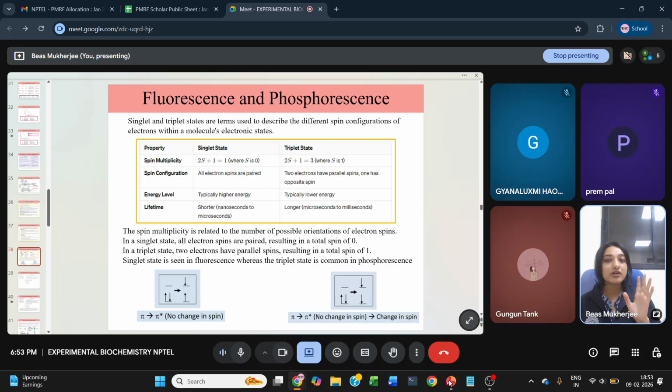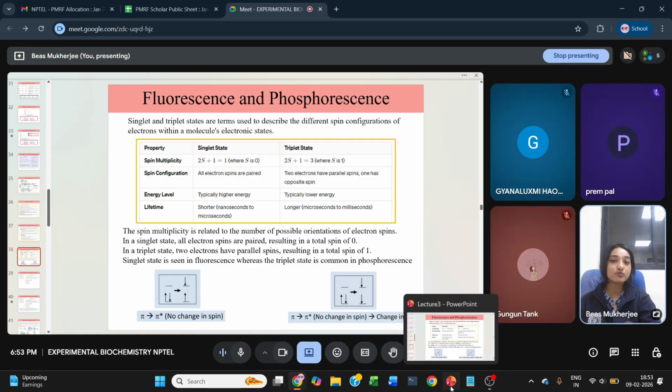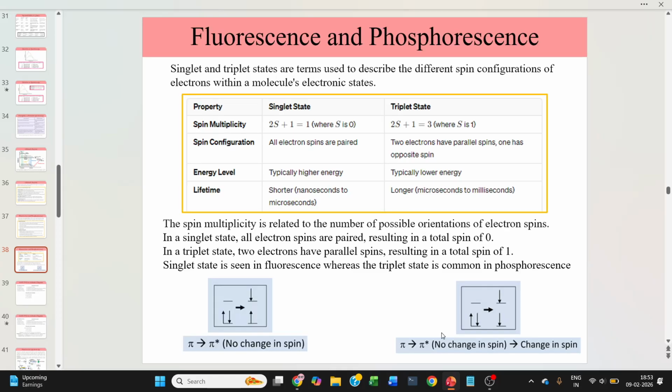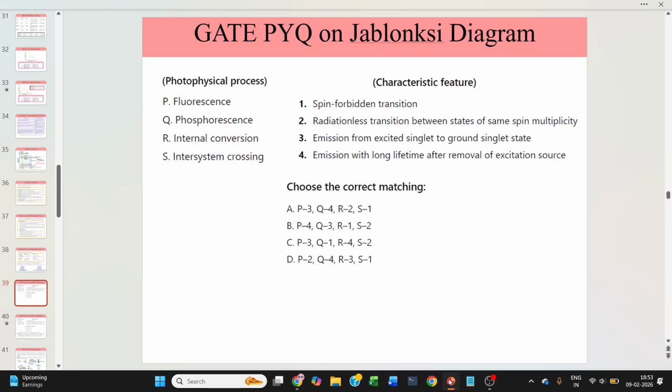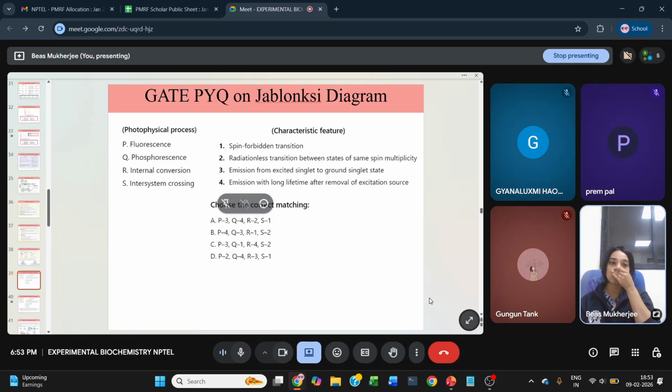Okay, now we will try to solve questions on this. The questions wouldn't be very difficult to solve. I just explained this to you because you might have a lot of doubts about these spin states and about fluorescence and phosphorescence. But let's try to understand the Jablonski diagram properly first, because there would be questions related to this.